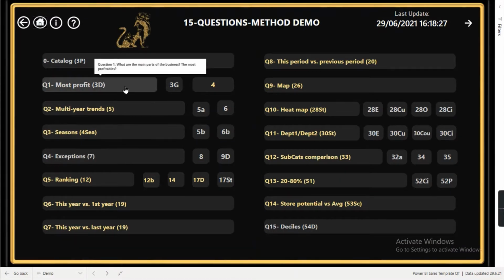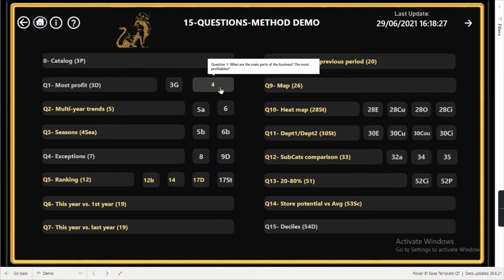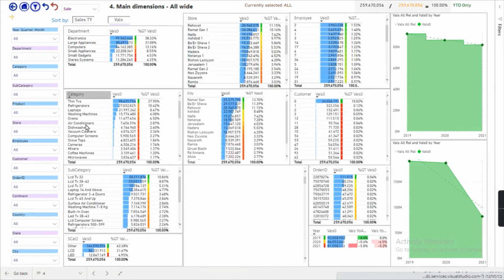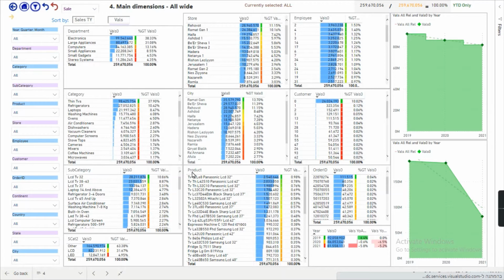Still in question 1, what are the main parts of the business? Another page on this question that is more useful. Page 4. We have tables with all main dimensions: department, category, subcategory, products, then store, city, employee, customer, orders, and years. And we have here an interesting graph over the years. We can drill down to months and so on, but let's start from the top down, from years.